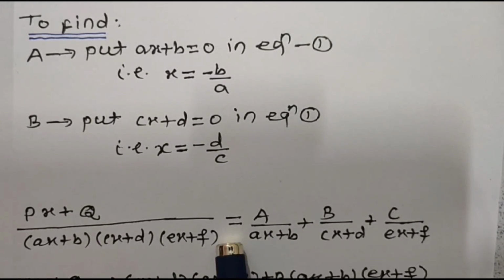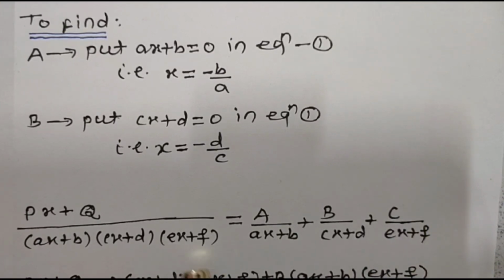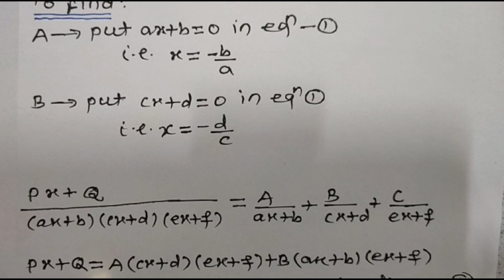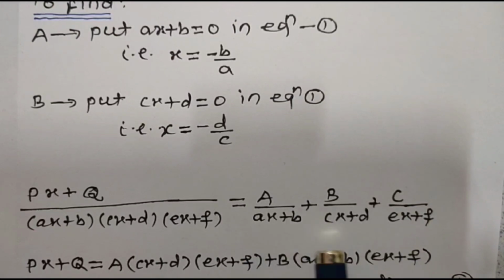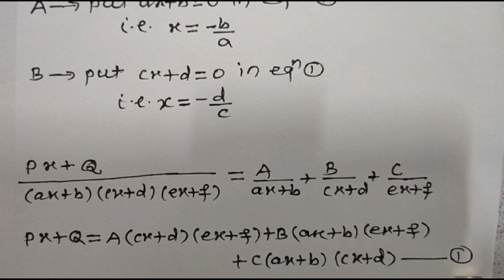You can express this in this form. This is equal to arbitrary constant A divided by the first linear factor, plus arbitrary constant B divided by the second linear factor, plus arbitrary constant C divided by the third linear factor. Then px plus q is equal to A into cx plus d into ex plus f, plus B into ax plus b into ex plus f, plus C into ax plus b into cx plus d. Consider this as equation number 1.